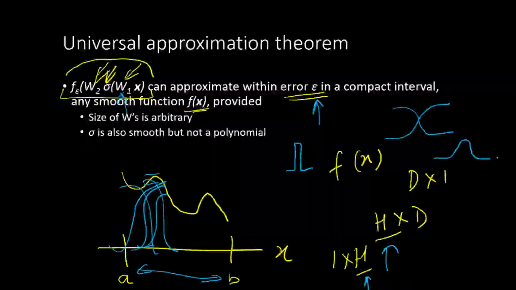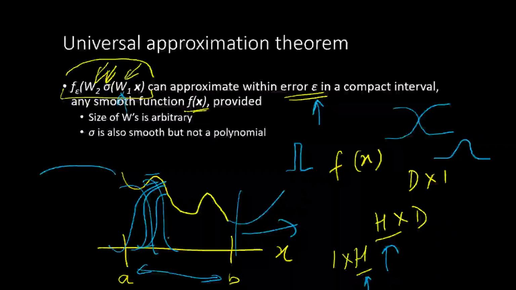And it cannot be polynomial either. We will not get into the proof. But then for a wide range of functions, I can model arbitrarily close to it. I'm not guaranteed what's going to happen outside the interval. So outside the interval, I don't know what's going to happen. But for a compact interval, I can assure that I will be able to model any function.